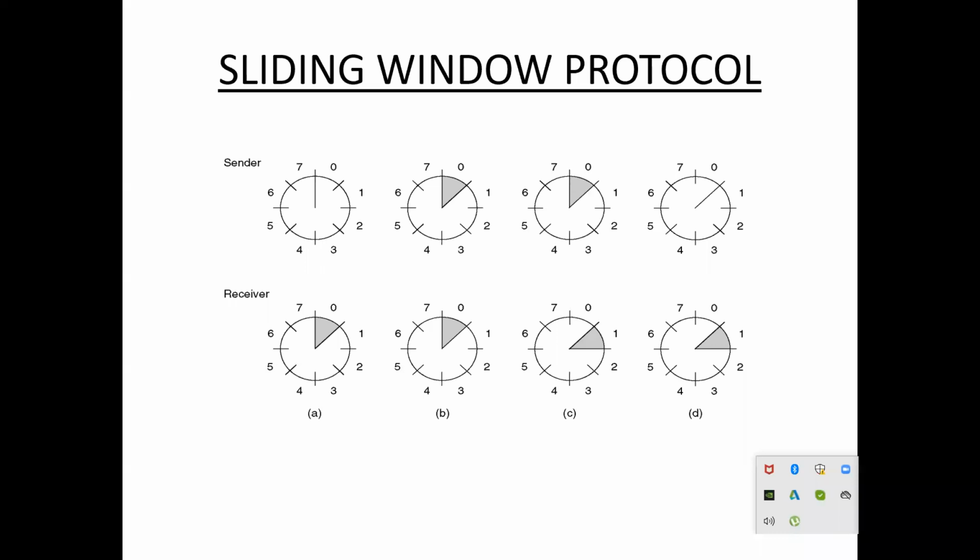Here, by using this sliding window protocol, the sender transmits more than one frame at a time. By using stop and wait protocol, the sender sends only one frame at a time. So this refers to sliding window protocol, where the sender transmits more than one frame at a time so that efficiency is increased.